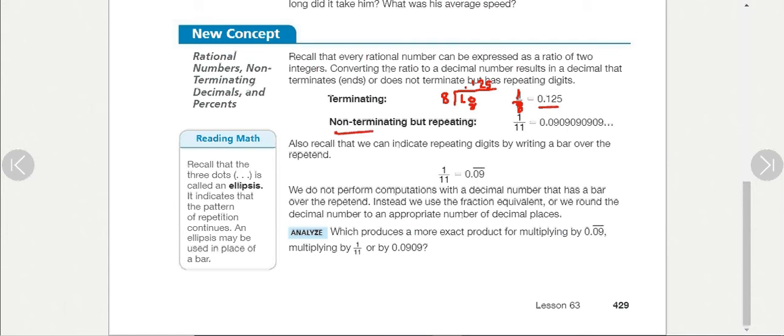But this, if you type this in a calculator, it won't actually end. It'll just go to some spot here and it would actually keep going. It's 0.09 repeating. We usually show that with a repeat bar like that. We don't perform calculations with a decimal number that has a bar over the repeating because it's not going to be exact. Instead, we want to use that fraction 1/11. If you multiply by 1/11 instead of 0.09, you're going to get a more exact product.